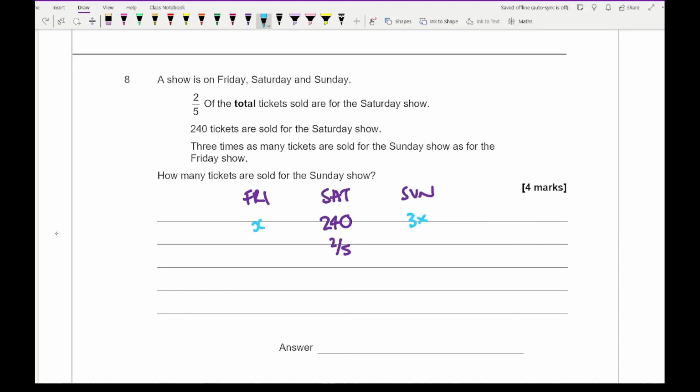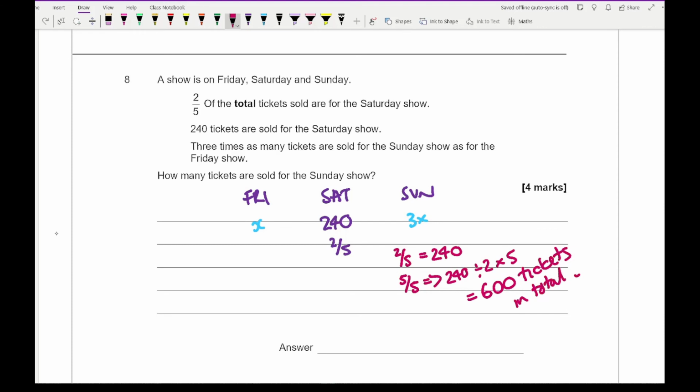Now, in terms of working this out, if 2/5 equals 240, then we need to work out what 5/5 is. And how do we do that? Well, we're going to do 240 divided by 2 multiplied by 5, which gives us 600 tickets sold in total.